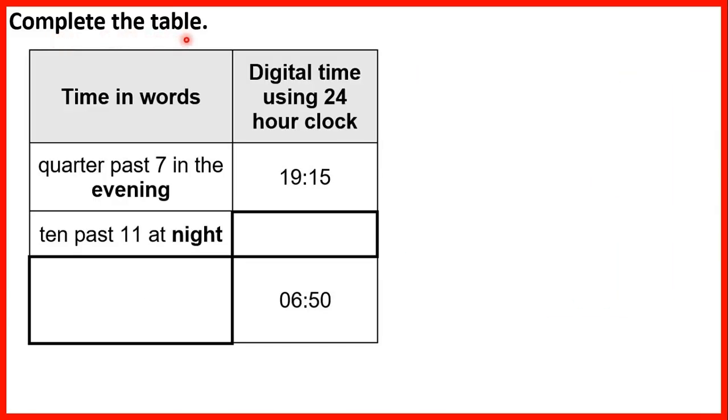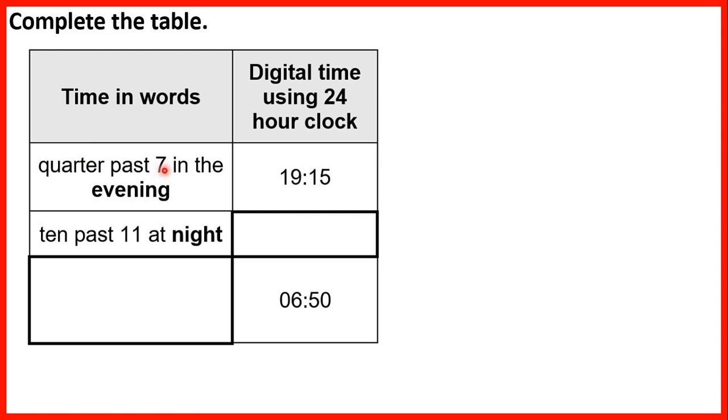Complete the table. So we need to match the time in words and the digital time using 24-hour clock. So the example they've given us is 7:15 in the evening. So a quarter of an hour is 15 minutes, because 1/4 of 60 is 15, and there are 60 minutes in an hour. So a quarter past is 15 minutes past.